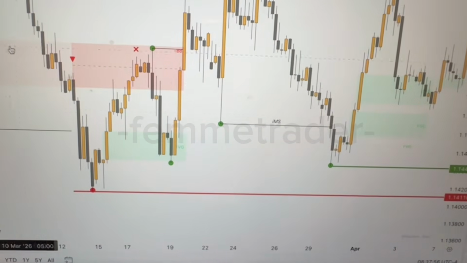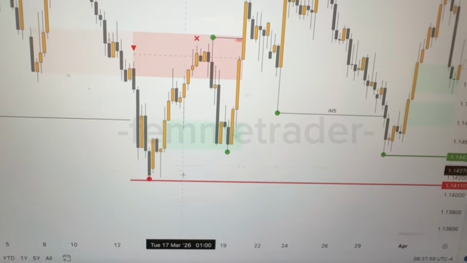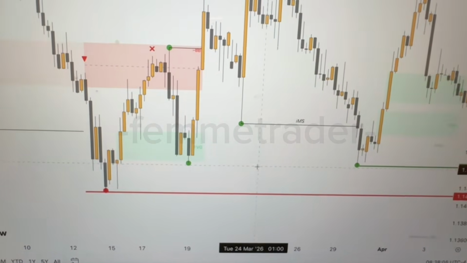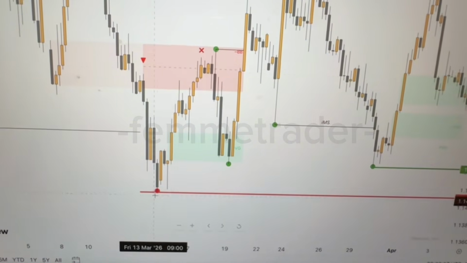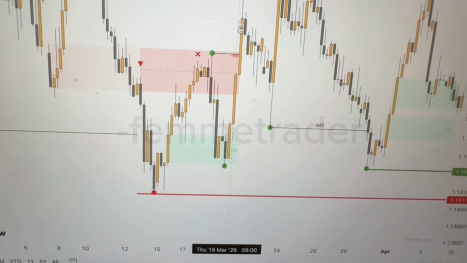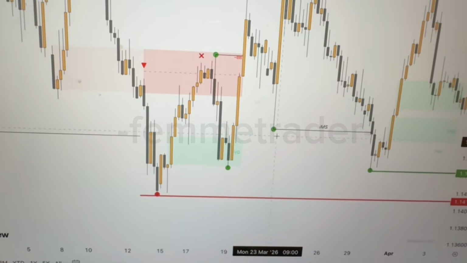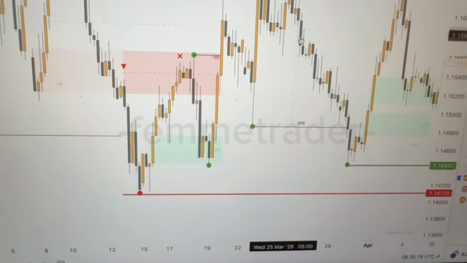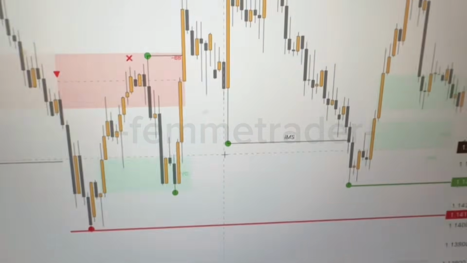So here I have, it's not like going high. Now I'm going to start marking my internal structure. So it gets to this point here, it came down, went up again, came down. So it's giving me higher high and higher low, right? So it went up again, came down and broke this structure.